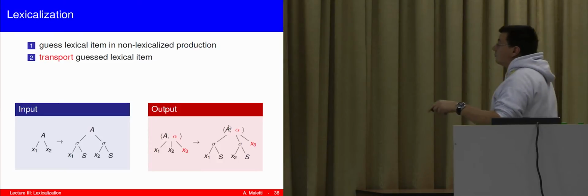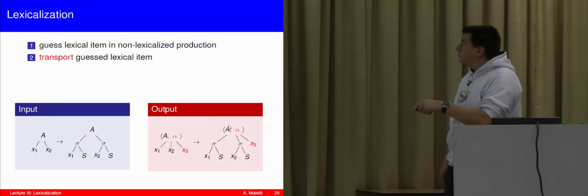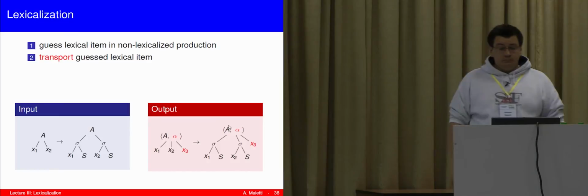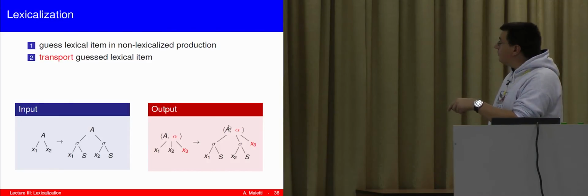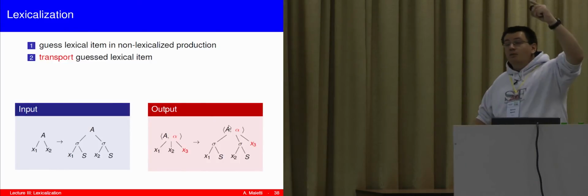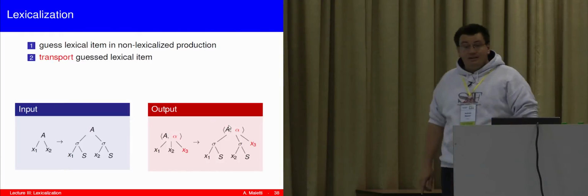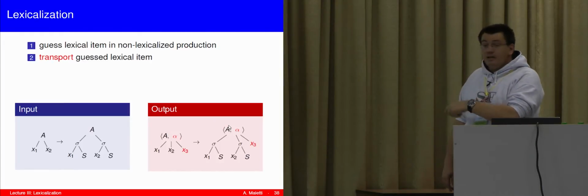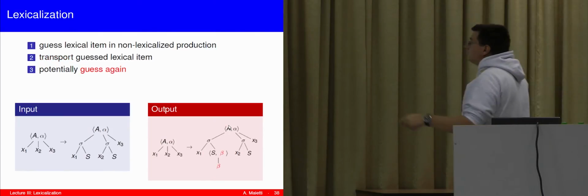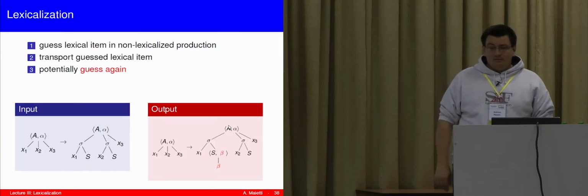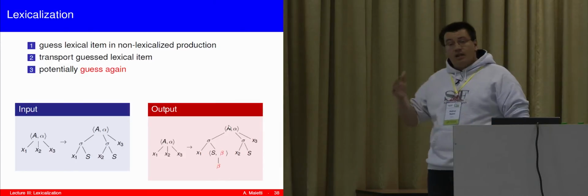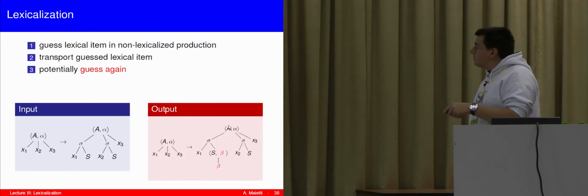And if you want to simulate that right-hand side, you're going to preserve the information that you guessed, and you're going to preserve this x3 here. So you're just going to transport this alpha, which you already guessed in the previous step, and you're going to preserve it here. Now hands should go up and say, but this is not lexicalized. Right? There's still no lexical item in this production. Okay? So you have to deal with that too. So potentially you have to guess again. So if you have this problem, that you have now a production which looks like this and is still not lexicalized, you might have to do this guessing trick again.